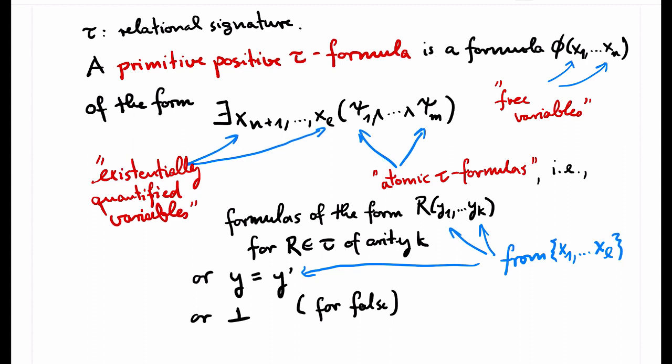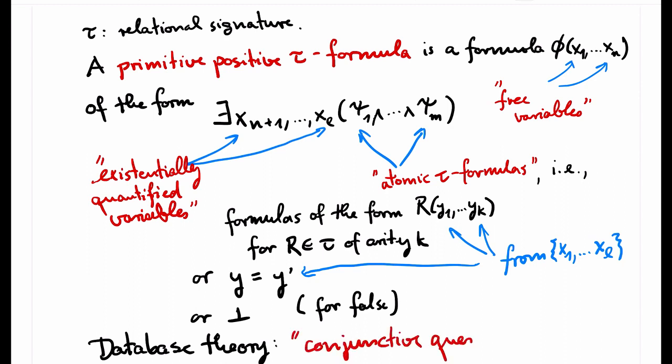So for those of you who know first-order logic, primitive positive formulas are like first-order formulas, but negation, disjunction, and universal quantification are forbidden. These formulas are the most important formulas in database theory, where they have a special name. They are called conjunctive queries. In practice, most queries to databases are conjunctive queries.